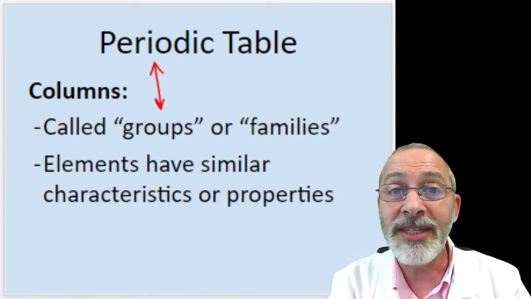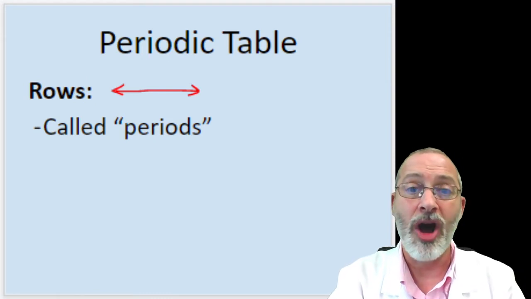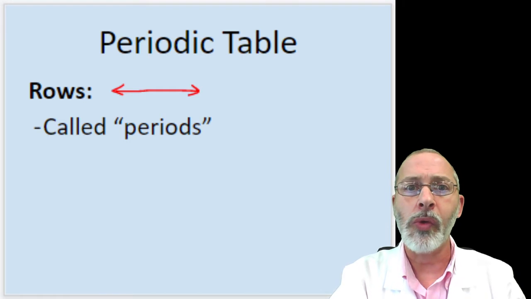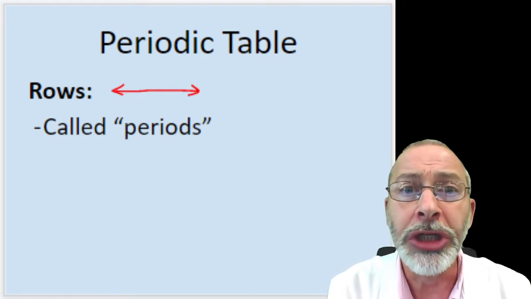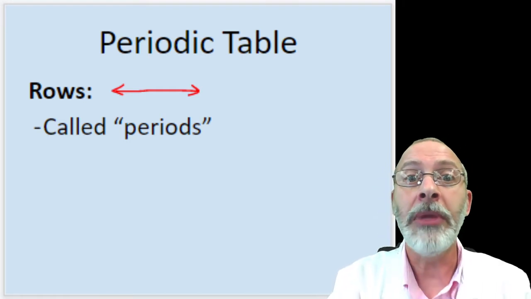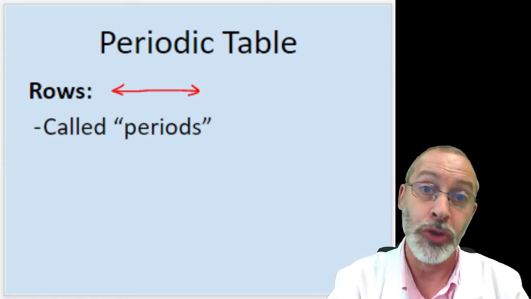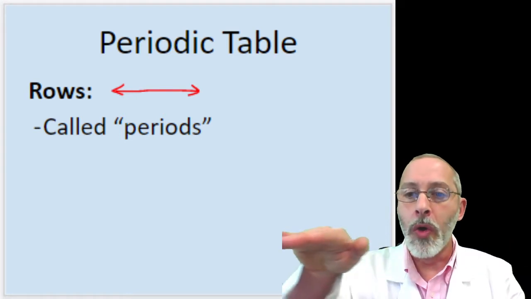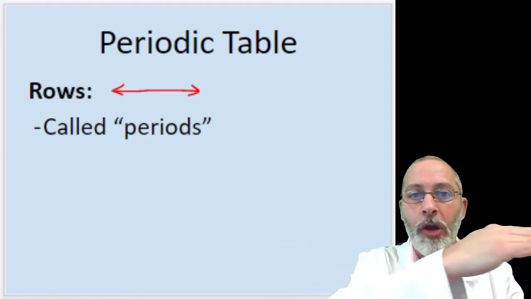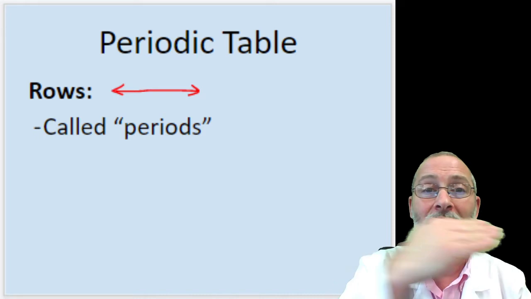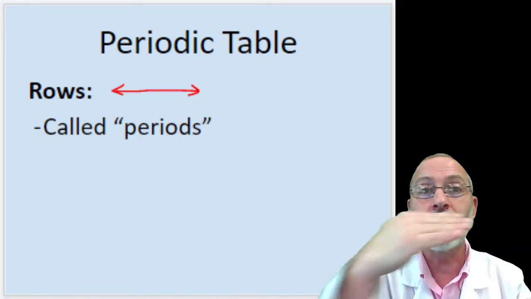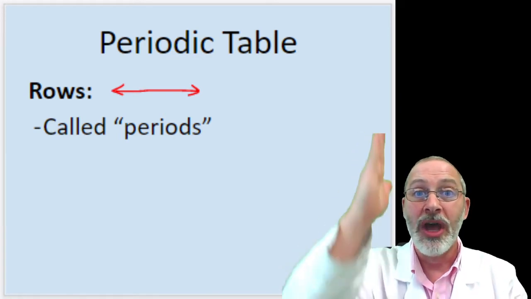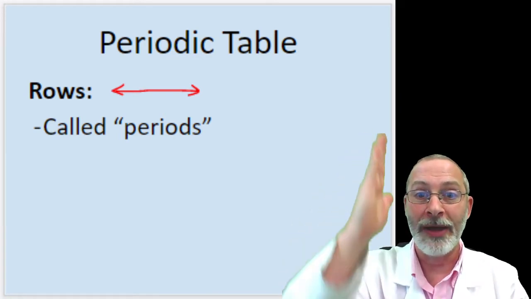Now, horizontally on a periodic table are rows. And these rows, row your boat gently down the stream. I don't know why I sang that, but row. We row down a river horizontally with the river. Maybe that'll help you remember that rows go this way. Columns go up and down, like the columns of the Colosseum go up and down.